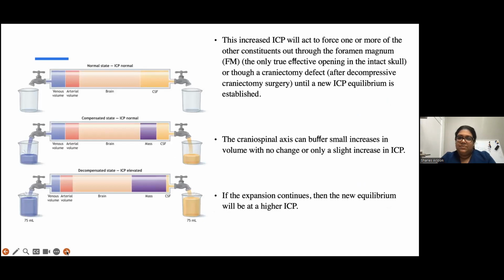This increased ICP will act to force one or more of the other constituents out of the foramen magnum, as it's the only true effective opening in an intact skull, or through a craniectomy defect, until a new ICP equilibrium is established. And the craniospinal axis can buffer small increases in volume with no change or only a slight increase in the ICP. If the expansion continues, then the new equilibrium will be at a higher ICP.